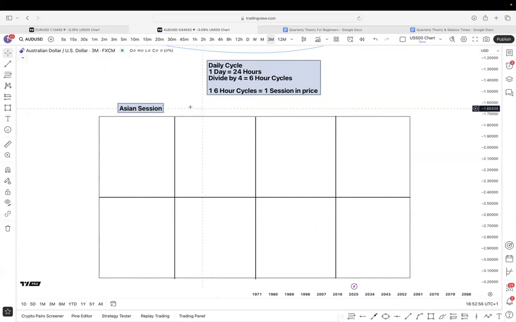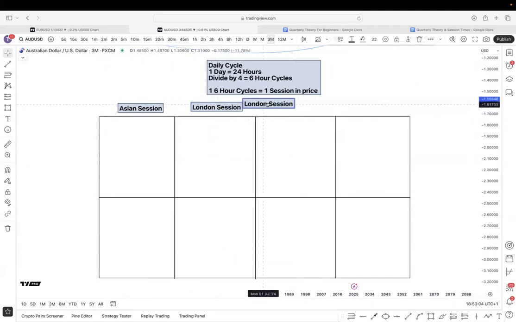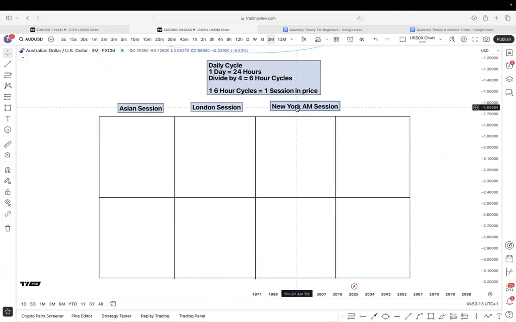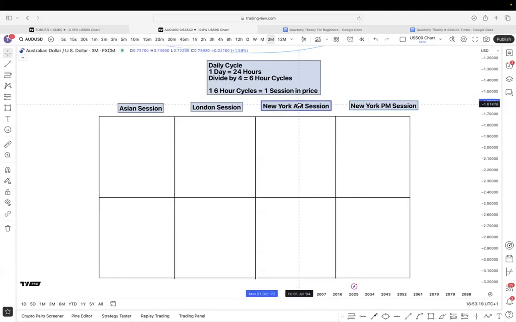The next cycle is your London session. The cycle after that is your New York AM session. And the cycle after that is your New York PM session.